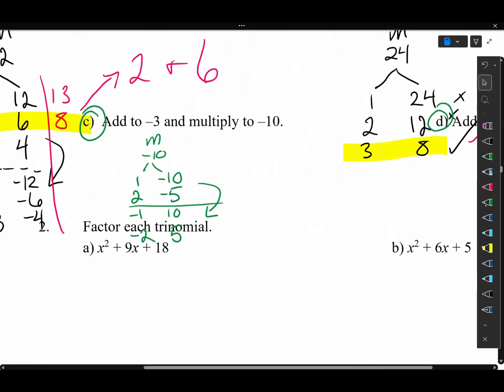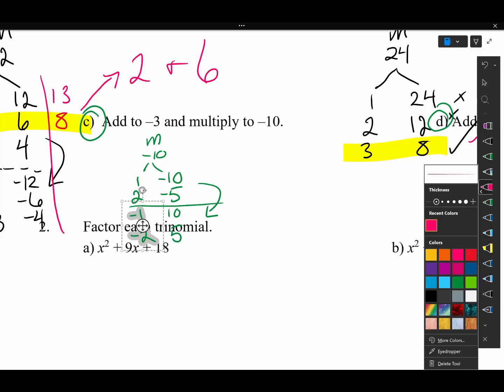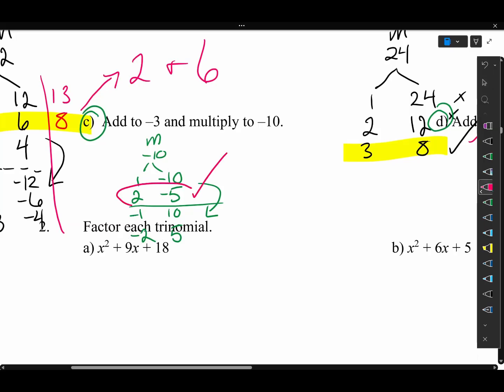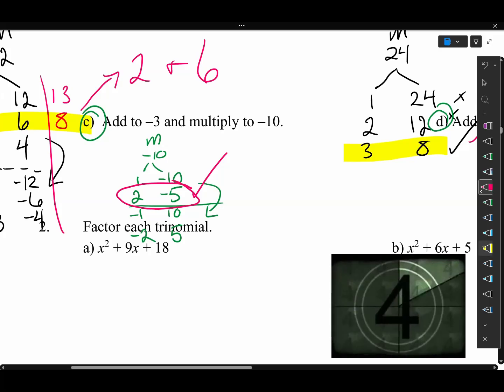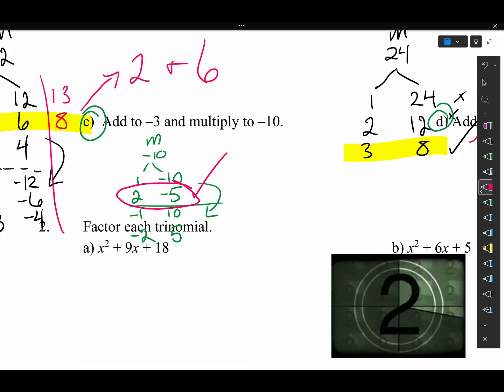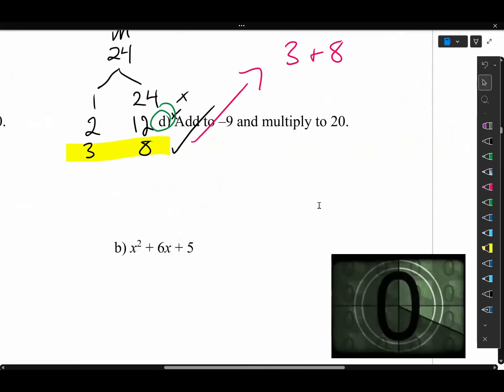Now, do any of those pairs add up to what we need? In this case, it's a negative 3. Sure looks like it to me. Good job, us. We found them right here. Our 2 and our negative 5 satisfy that requirement. I want you to pause, try out question D, see how you did.